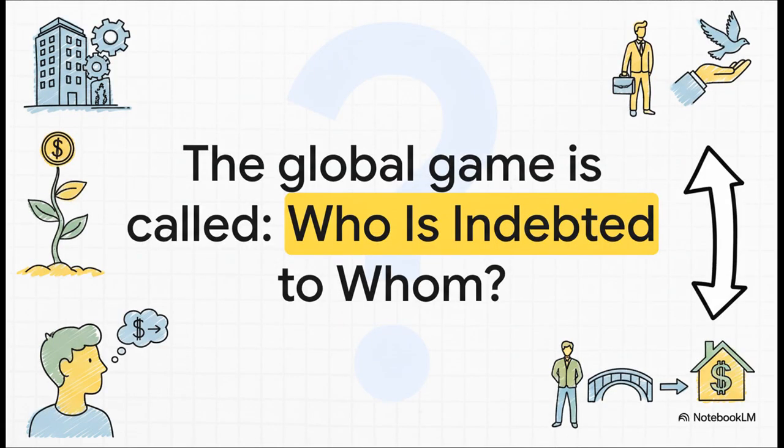And we'll leave you with this one last powerful thought from the book. Kiyosaki says if you strip away all the complexity, there's a huge global game being played with money every single day. And the name of that game is Who is Indebted to Whom? Something to chew on, right?